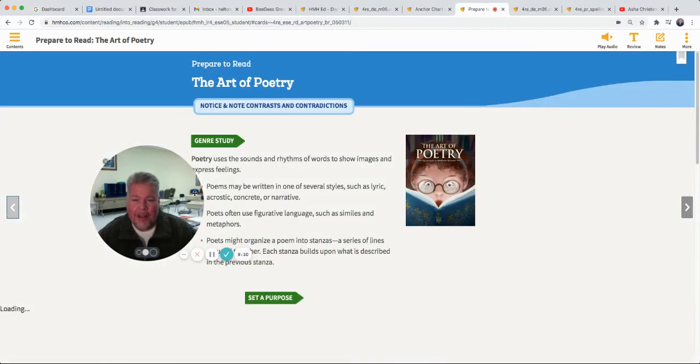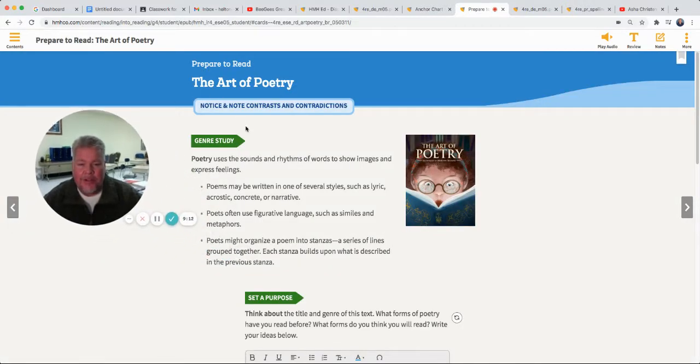So the art of poetry is what this story is called. And this genre is poetry. It's a story full of poems. Poetry uses the sounds and rhythms of words to show images and express feelings. Sound and rhythm of words to show images, that visualizing, and express feelings. Sometimes poems can be very meaningful. They can express some really strong feelings.